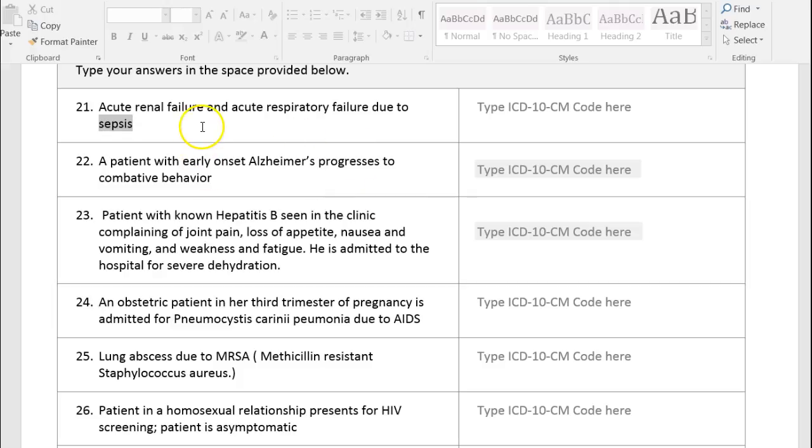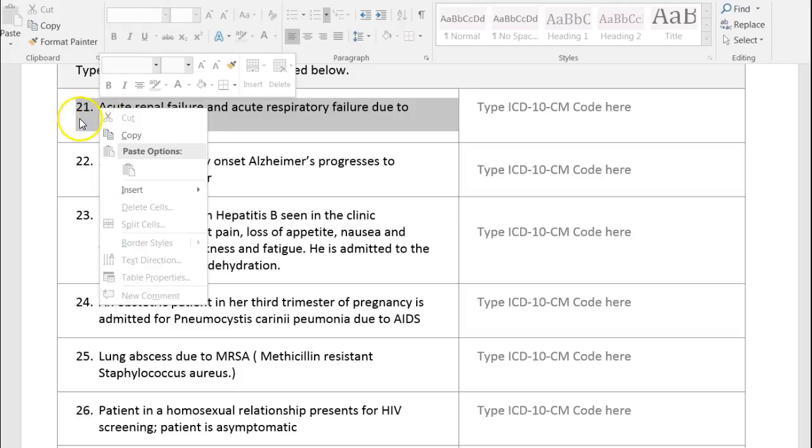So you have acute renal failure and acute respiratory failure due to sepsis. So when you see something is due to something else, then the rule of thumb is to code first the underlying condition and then code the manifestations. What that means is that if something is due to the other, whatever it's due to is considered the underlying condition.